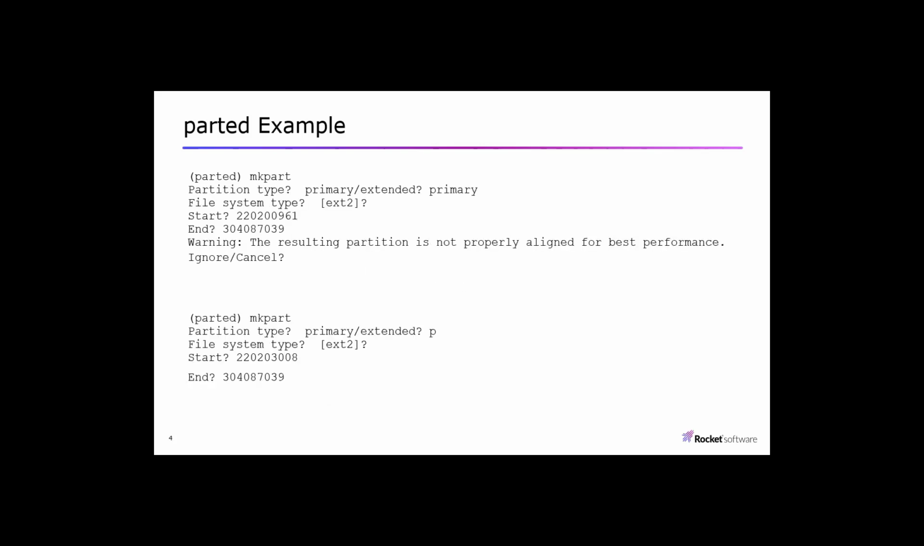Let's go ahead and enter mkpart to set up partition 4 to use the remainder of the free space. Your first instinct would be to make that partition go from 2202.00961 to 3040.87039. But parted will complain about alignment as shown in the top example. If you start the partition at 2202.03008 instead of 2202.00961, that warning goes away as shown in the bottom.